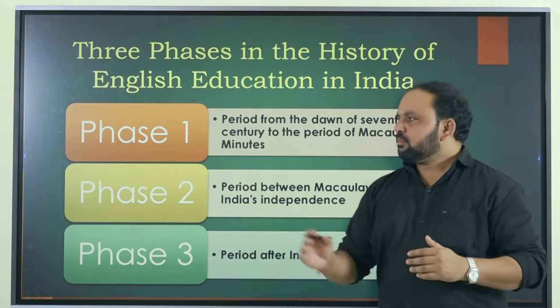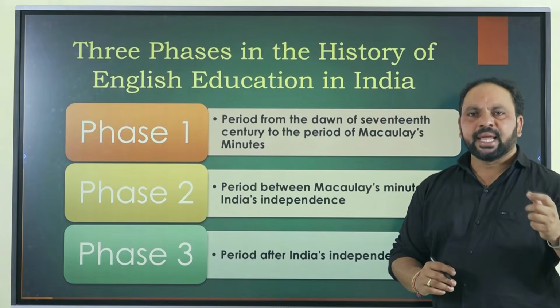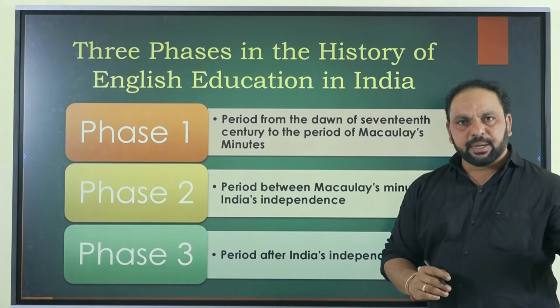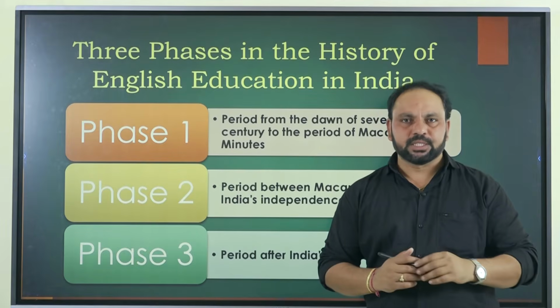to 1835. And phase 2 is the period between Macaulay's minutes 1835 and till India's independence in 1947. That period we call the second phase.